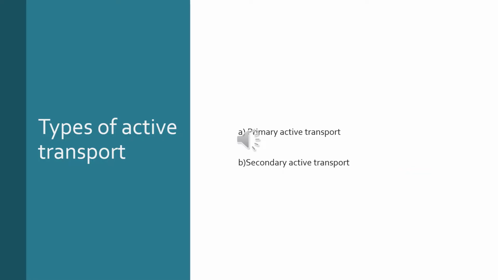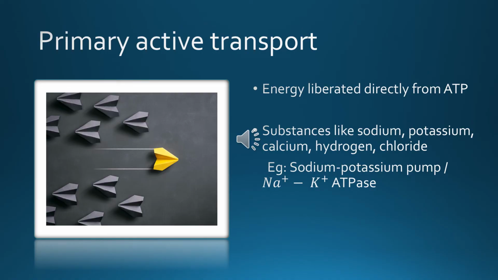Active transport is of two types, primary active transport and secondary active transport. Primary active transport is the mechanism in which the energy required for the movement of substances is liberated directly from the breakdown of adenosine triphosphate. The substances like sodium, potassium, calcium, hydrogen, etc. are transported across the cell membrane by means of primary active transport. For example, sodium potassium pump is also known as sodium potassium ATPase, hydrogen pump, calcium pump. All these are examples of primary active transport mechanism.